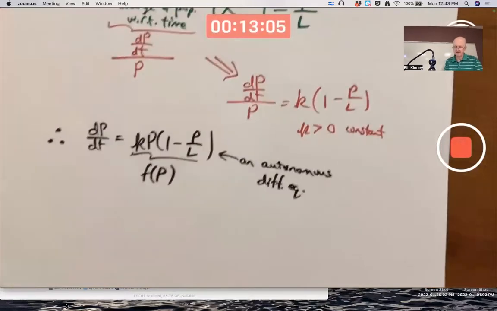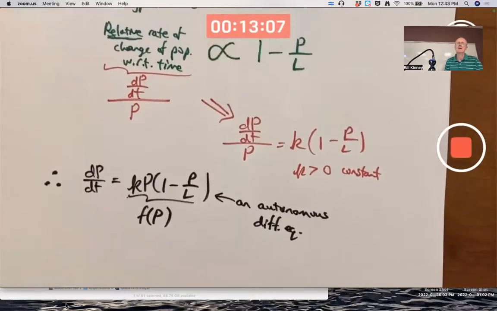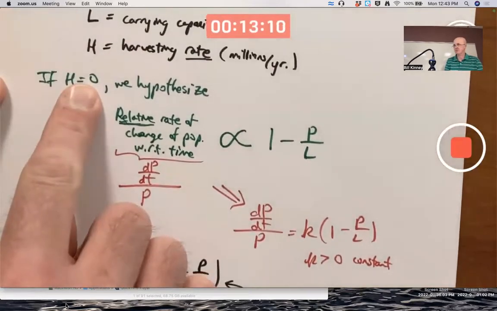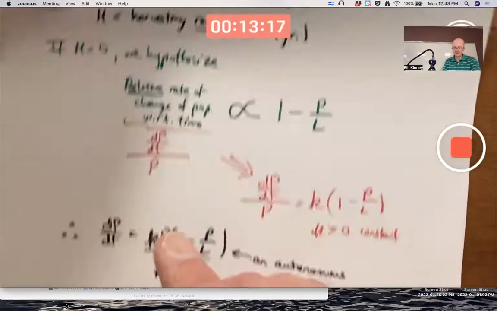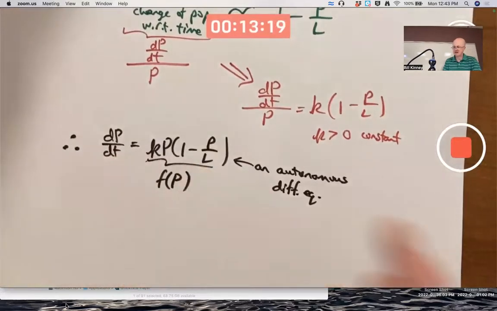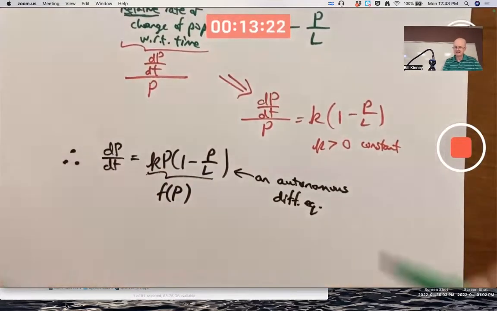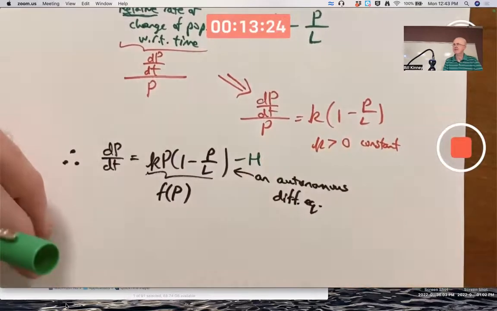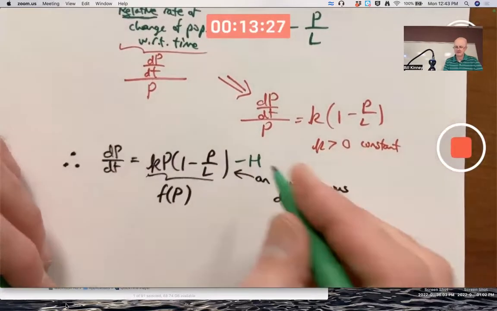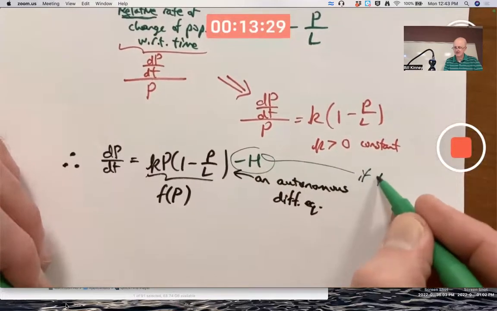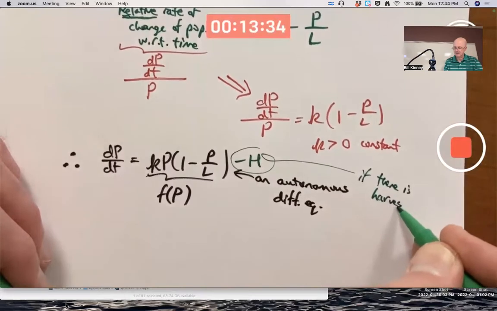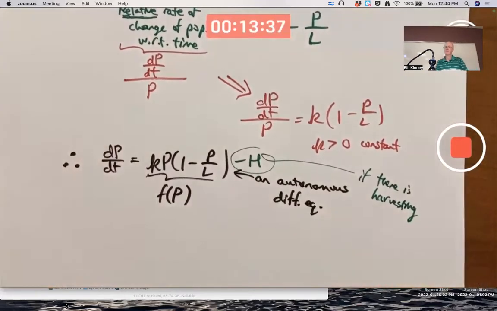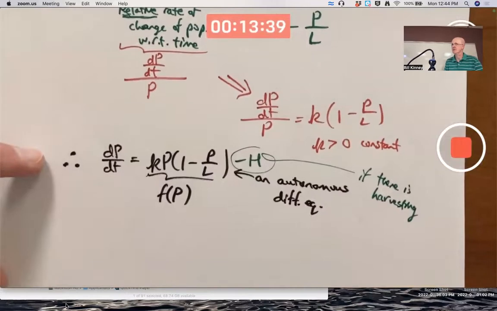What if we have harvesting, though? What if h is positive instead of 0? It is a harvesting rate in millions per year. The units for the derivative are millions per year. Maybe we should just subtract it if there's harvesting. If there is harvesting, we'd be subtracting a positive number, a positive constant.